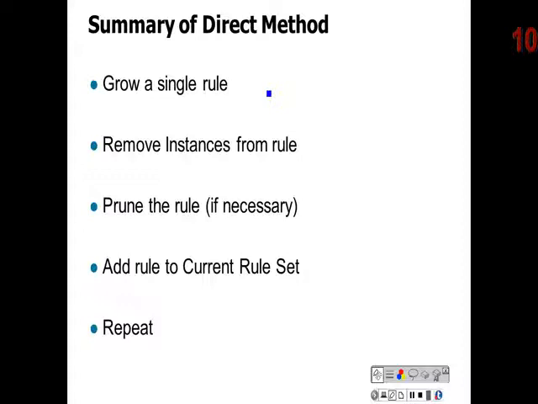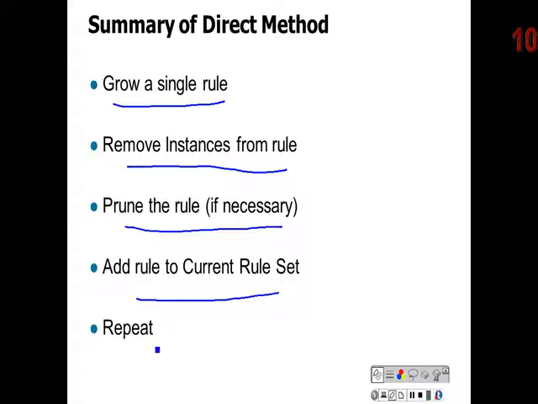So, some summary about the direct method. You grow a single rule, then you remove instances covered by the rule, as we saw when we picked only married. Then we prune the rule if necessary, when we took off, for example, the refund attribute. Then you add new rules to the current set and you keep repeating. So it's a loop until you find the best outcome. And of course, there is a way to break the loop, which is maybe your measurement, the accuracy. If it reaches this point, it's enough for me, I'm satisfied. Or if I find that the accuracy is not changing after a couple of repetitions, I will stop there and say that's enough.